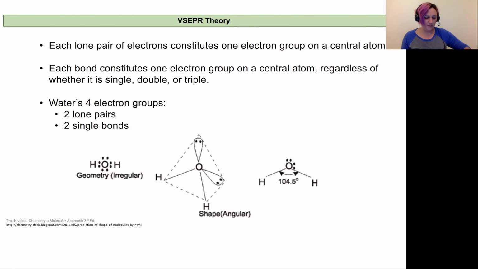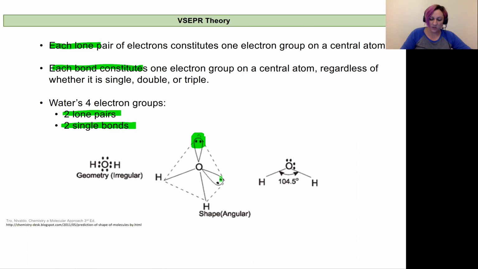So a little more detail on VSEPR theory. Each lone pair of electrons will constitute one electron group on the central atom, and each bond will constitute one electron group to the central atom as well. It doesn't matter if it's single or double or triple. All that matters is the number of atoms that are connected around this central atom. So let's just take water as an example. Water has 4 electron groups. It has 2 lone pairs and 2 single bonds.